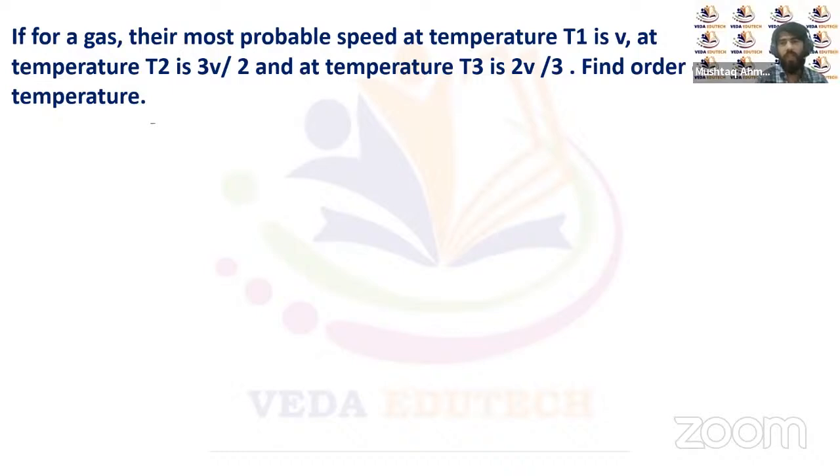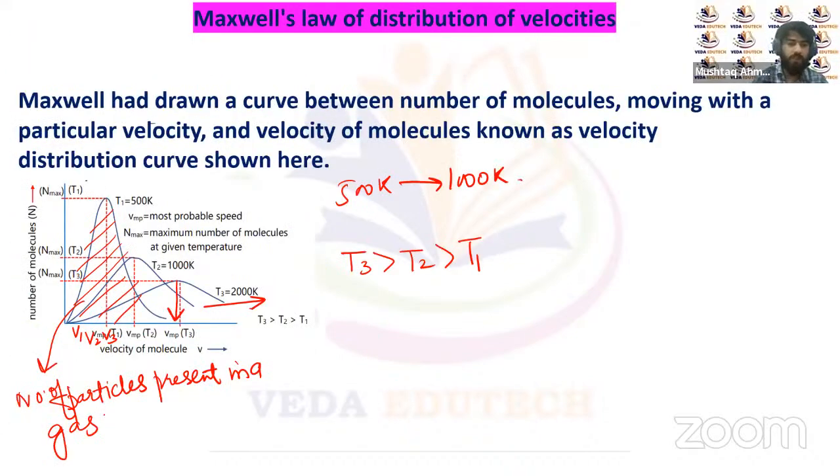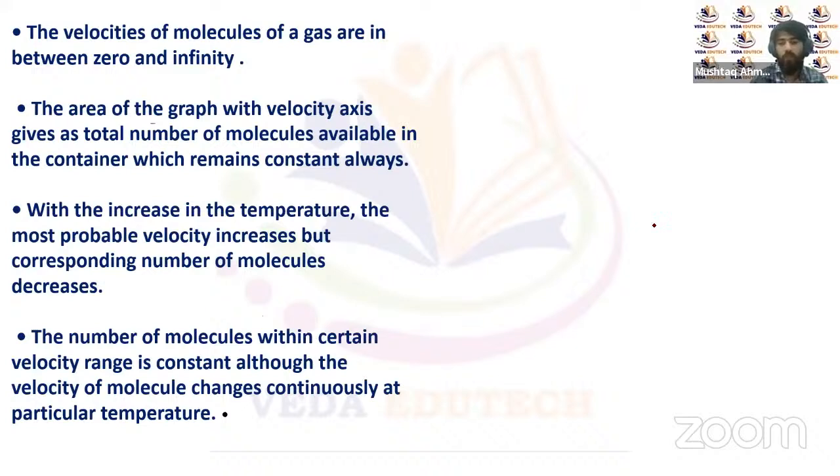So we know that upon increasing the temperature, the most probable speed will actually increase, right? Because you know that upon increasing the temperature, the graph shifts towards the right. The number of molecules possessing the most probable speed actually decreases, but the most probable speed increases, right? So increasing the temperature, the most probable speed will increase.